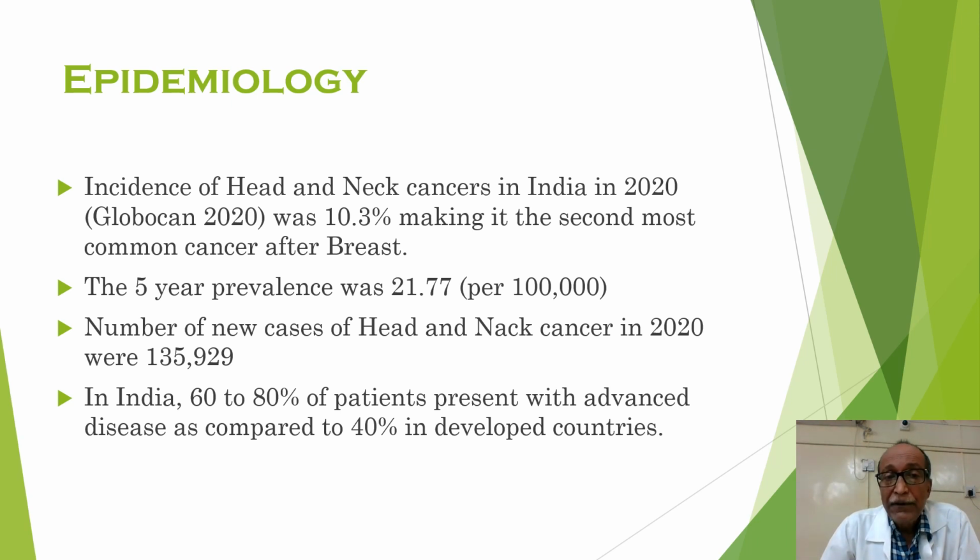The 5-year prevalence is 21.77 per 1 lakh population. Just imagine, we are 1.2 billion plus people. The number of patients per year, the new patients, is called incidence. The total number of patients, the old patients, treated patients, on follow-up patients, and the new patients together, is called prevalence. And the new patients which are occurring per year is called incidence. The total number of patients at any point of time in our country would be tremendous.